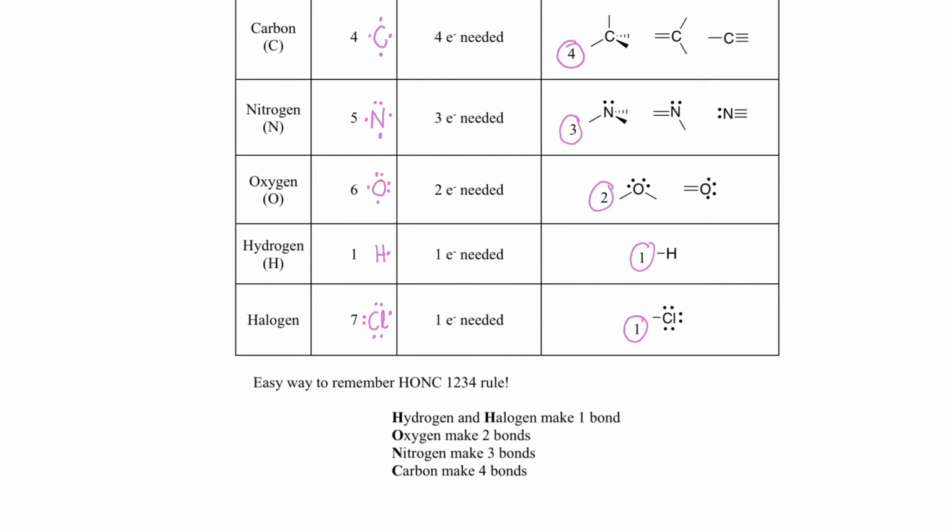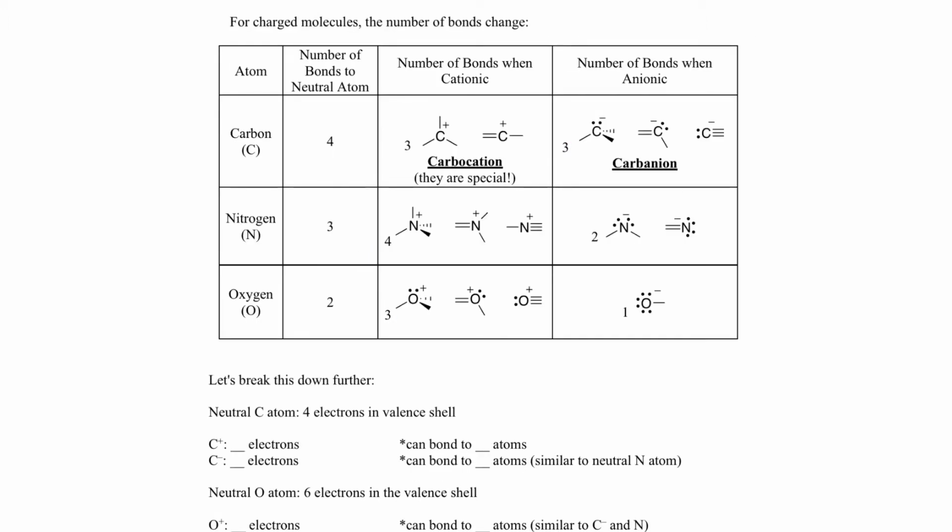It is also very likely in OChem for carbon, nitrogen, or oxygen to have formal charges, meaning that it could have a positive charge, making it cationic, or it could have a negative charge, making it anionic. When you have charged molecules, the number of bonds are going to change. So HONC 1, 2, 3, 4 does not apply here because that's only for neutral atoms.